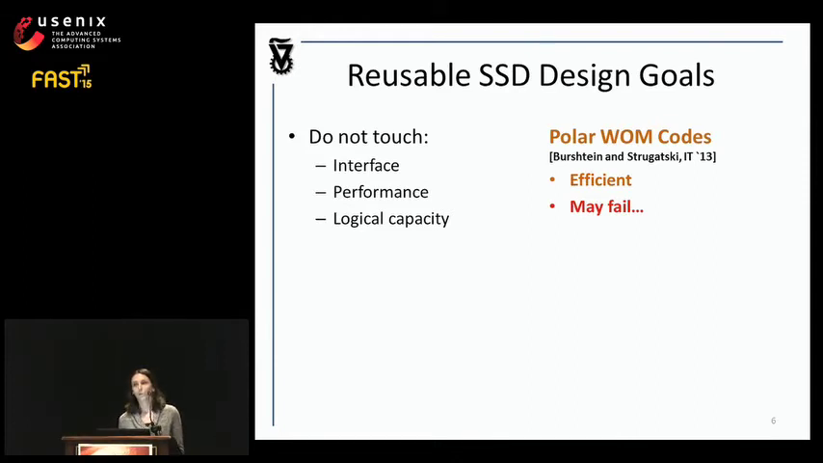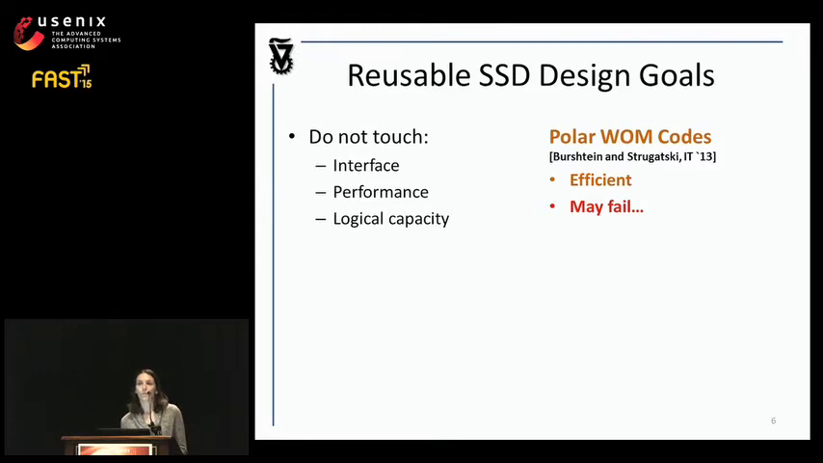We're able to do that by using a new family of codes. They're called polar WOM codes. I'm not going to get into the details of how exactly they work, but they're based on the same concepts as current error correction codes. And what's interesting is their characteristics. First of all, they're very efficient. They're as efficient as LDPC codes that are used for error correction in current SSDs.